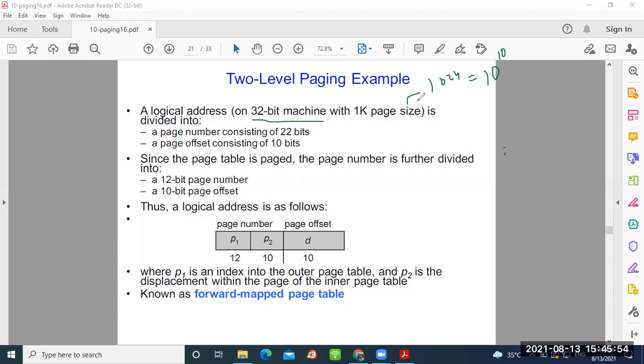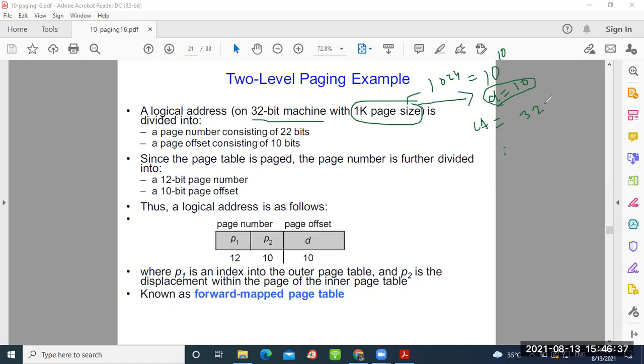If the page size is given, what can I easily identify? I can easily identify the number of bits used for the offset address. So in this case, the number of bits used for the offset address is 10. Clear? Now you have a logical address of 32 bits total, and the page size is given as 1K, that means 1024, that means 2 to the power of 10. That means the offset address D will be 10 bits.